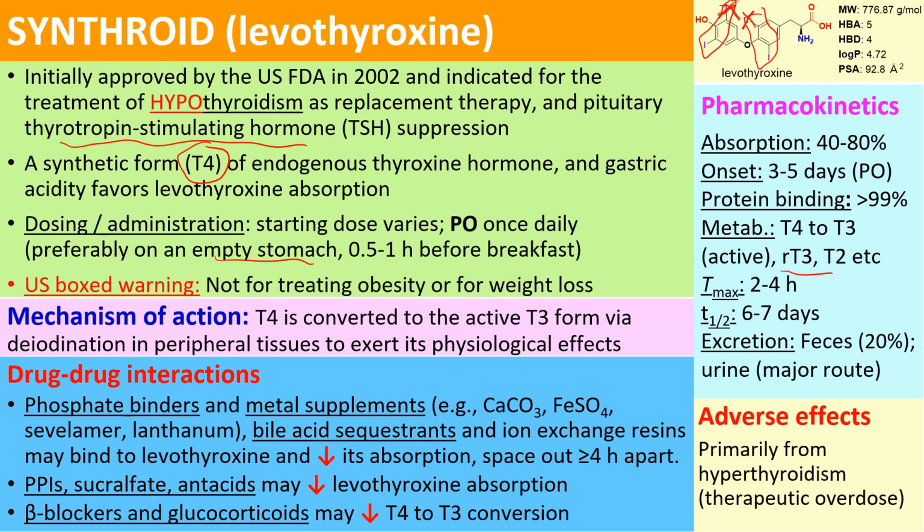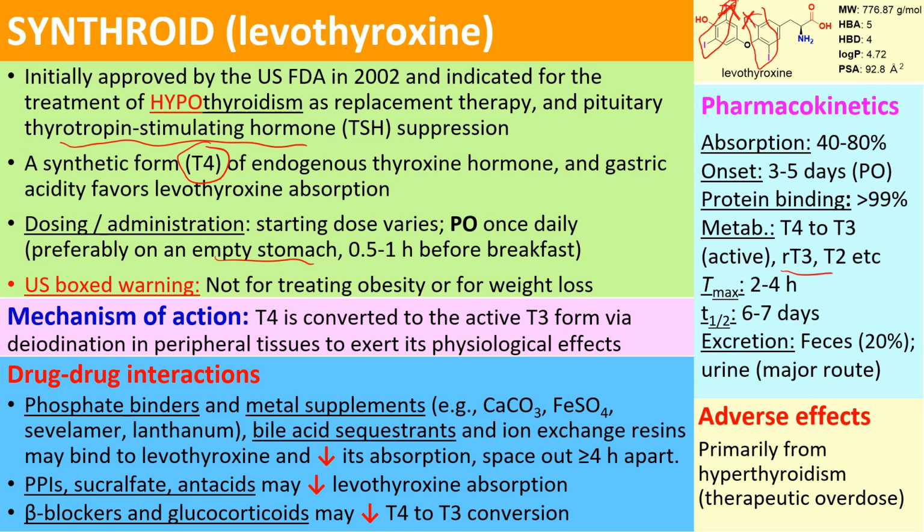Tmax, that's the time to reach the maximal drug concentration in the blood, ranging from 2 to 4 hours. Half-life is 6 to 7 days. Excretion: feces, around 20%. Urine is the major excretion route. Drug-drug interactions: phosphate binders, metal supplements.